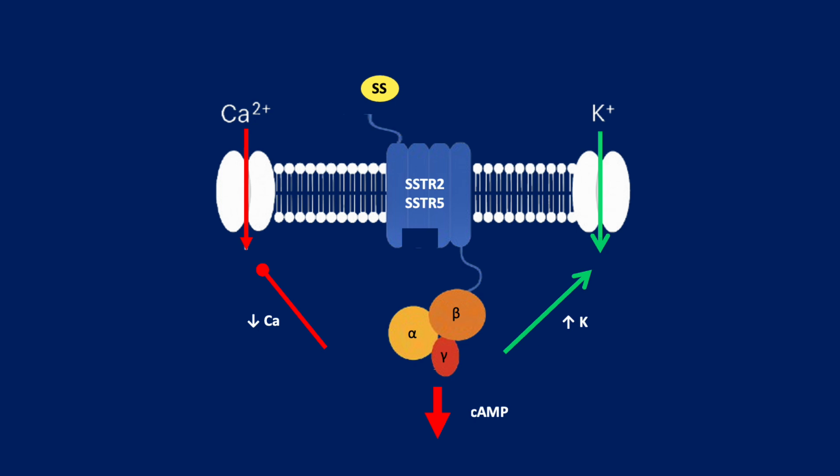It leads to the inhibition of adenyl cyclase, therefore reducing the levels of cyclic AMP within the cell, leading to downstream inhibition of hormone secretion, i.e. reduced levels of growth hormone. There's also the activation of potassium channels and also the inhibition of calcium channels. This hyperpolarizes the cell membrane, making it less excitable and therefore reducing the secretion of hormones and neurotransmitters.